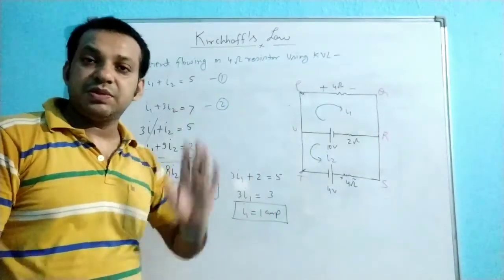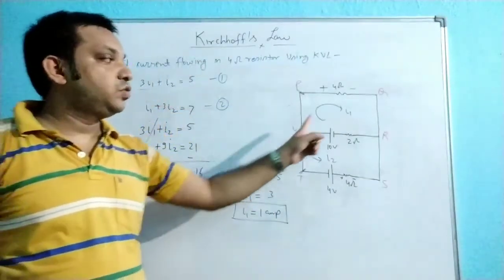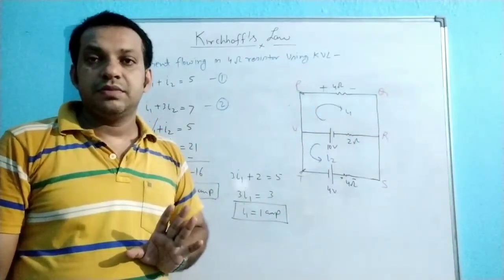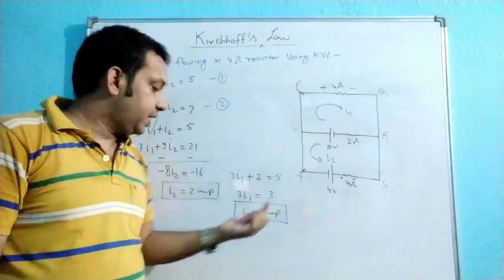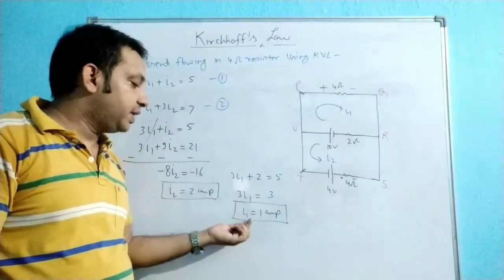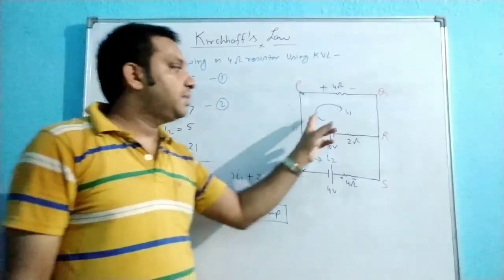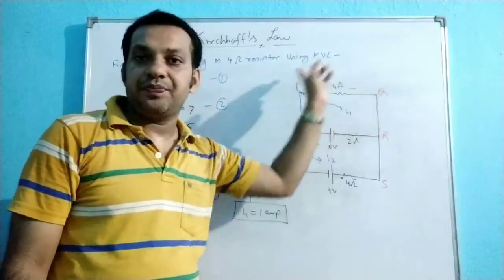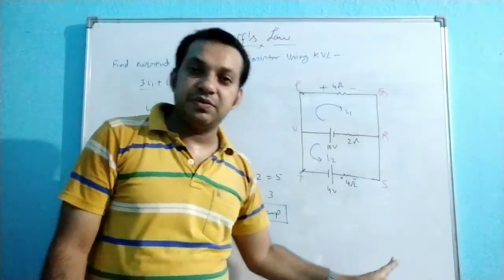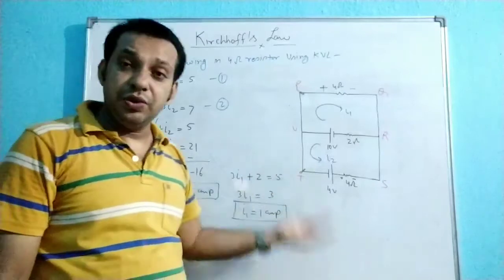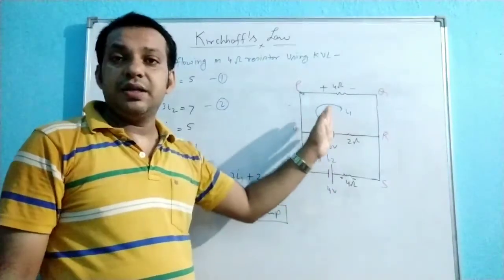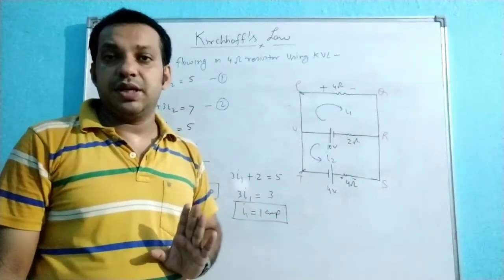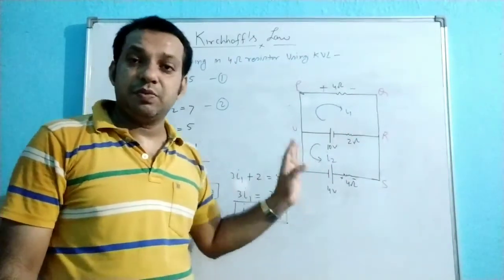What is the indication of this positive value? That means our assumed current direction is the actual direction of the current. If the direction is reverse, then that value will be negative. Suppose the I1 is minus 1 ampere. That means we have assumed the current direction like this, but the actual current direction is the opposite direction. That is why I mentioned this method is very important and unique. If you make a mistake in assuming the direction of the current, automatically the mathematics will correct your assumed direction of the current. That is why this method is more popular.